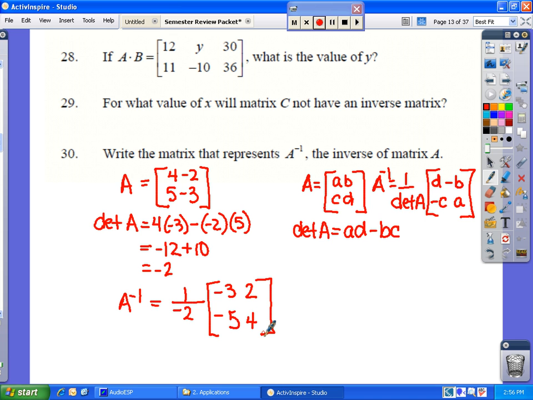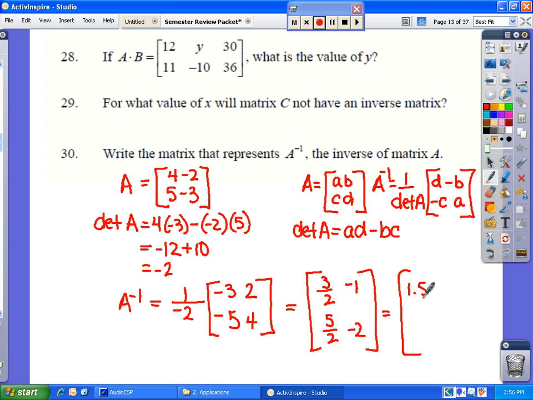Multiplying through by the scalar negative 1/2, we get the matrix 3/2, negative 1, 5/2, negative 2. If you prefer writing that in decimal form, you would get 1.5, negative 1, 2.5, negative 2.